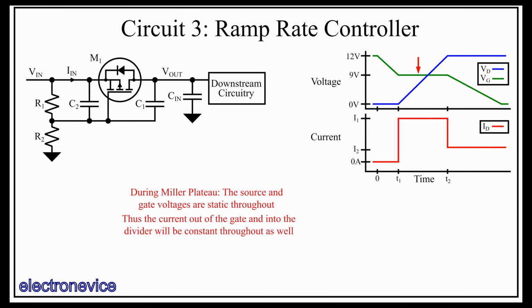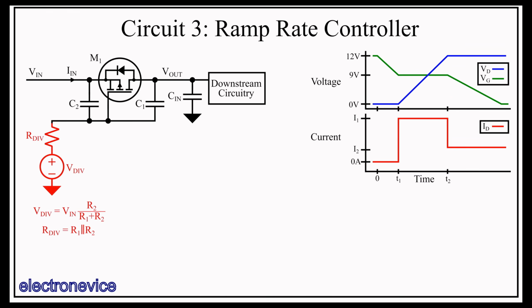So first, let's construct the Thevenin equivalent circuit for the resistive divider for just after 12 volts is applied to Vin. At this point, Vin will always be 12 volts and ground will always be 0 volts. So for a simple resistive divider like this, the Thevenin equivalent voltage is Vin times the voltage divider ratio, and the Thevenin equivalent resistance is the parallel combination of R1 and R2.